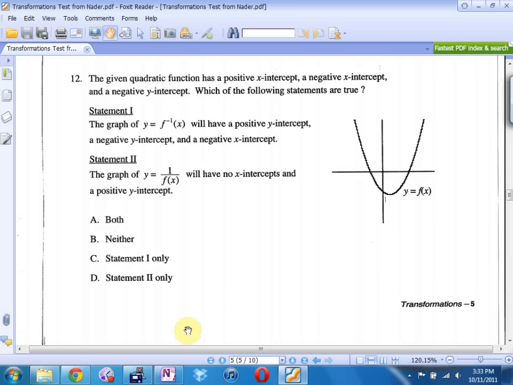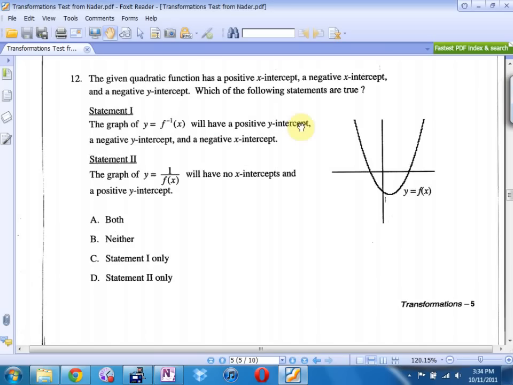How do I find an inverse? Too slow. How do I find an inverse? You know what? If you could write on this, I would cross out that x and put a y there, cross out that x and put a y, and cross out this y and put an x. I think positive y, negative y, negative x. I think statement 1 is true on an inverse, because when you switch the x and y around, that's the actual statement that you get. Statement 1 is true. And I think statement 2 is false.